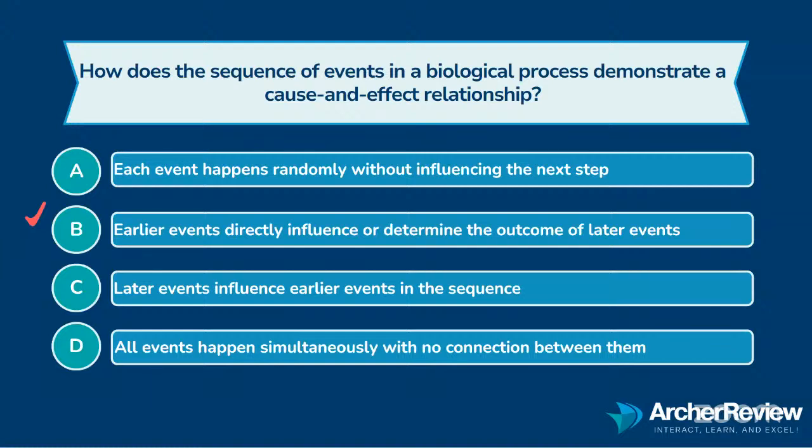A, each event happens randomly without influencing the next step. If events are happening randomly, then there really isn't a relationship there, whether it's cause and effect or not. And since the question is asking about a relationship, we can definitely rule out A. C, later events influence earlier events in the sequence. That's where I say we need time travel. Something that happens later on can't jump back and influence something that happened earlier in the day.